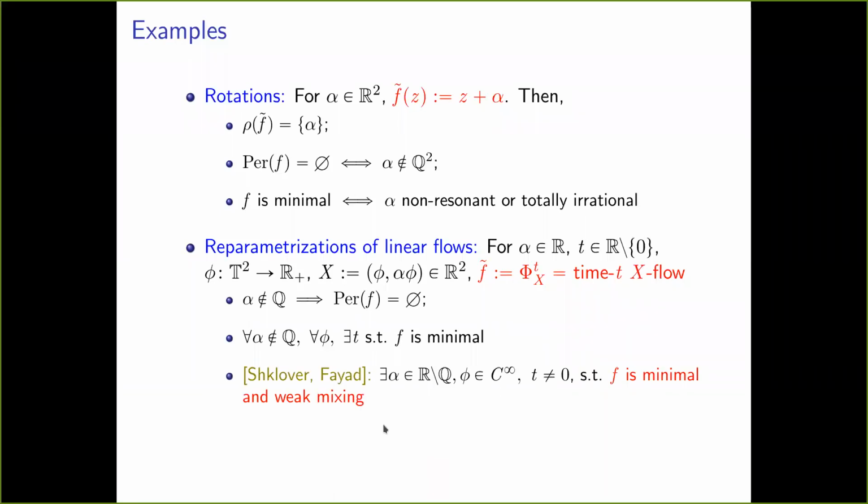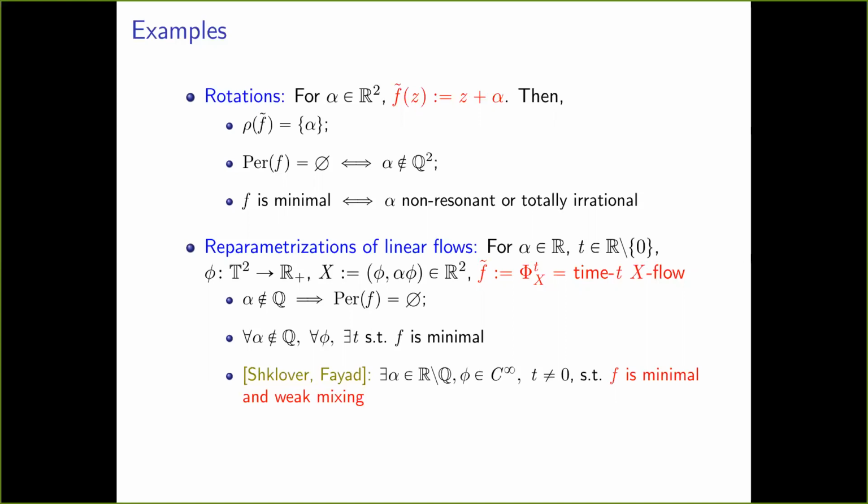Well, Shklover and Fayad, independent, I mean, it's not a joint work. When I put a comma here, I mean the different works. Shklover showed that there exists some alpha and some real analytic function and some time t such that f is minimal and weak mixing. So this is a new phenomenon. You don't have this phenomenon in dimension 1. And Fayad extended this result, showing that for any Liouvillean number and for a generic set of time.